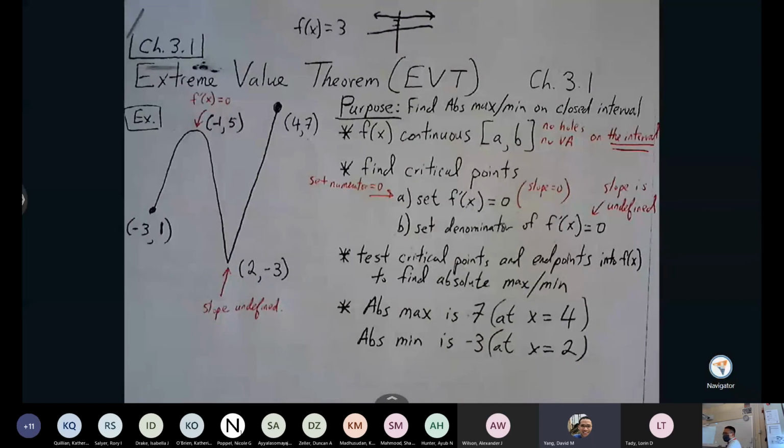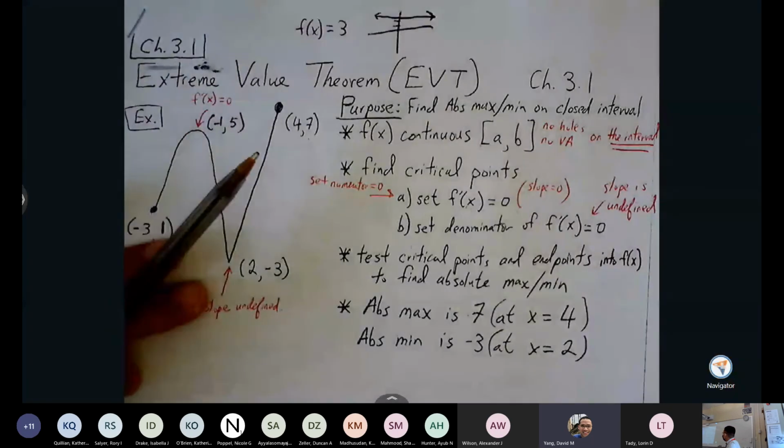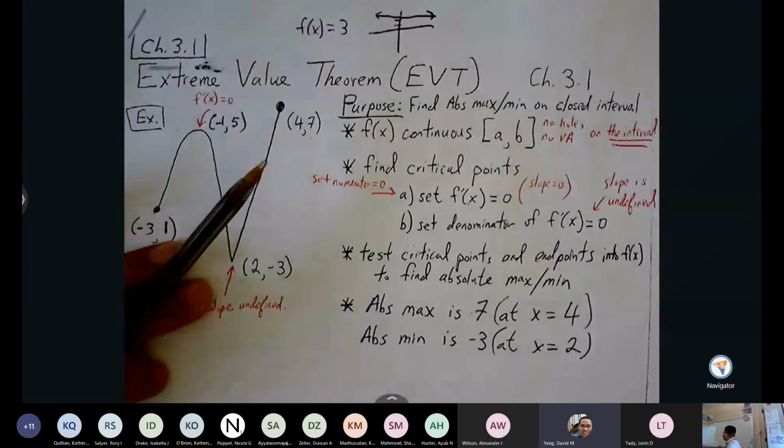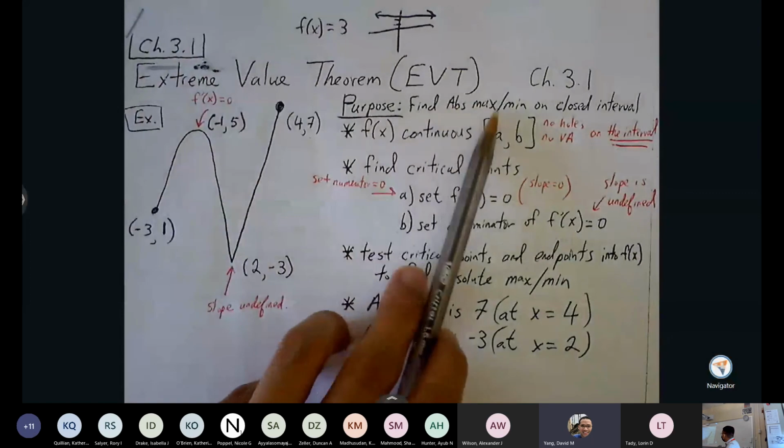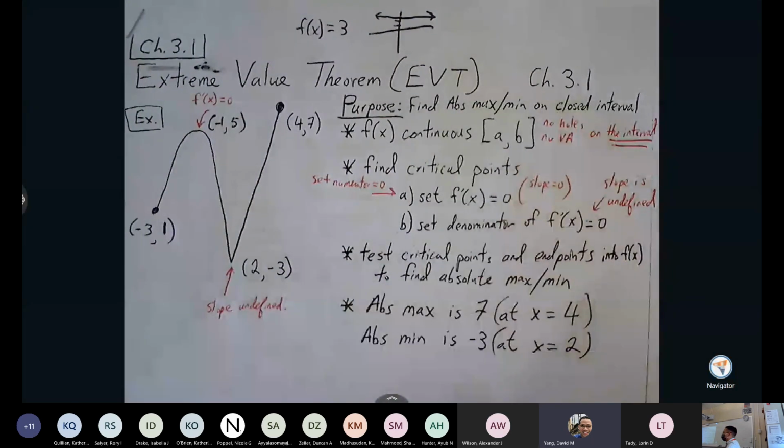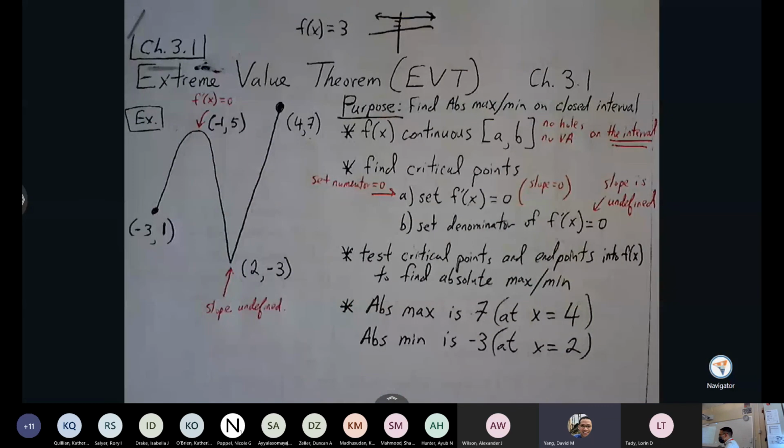Okay, so here is what the extreme value theorem is going to do for us. The purpose is we want to find the absolute max and absolute min, the highest and lowest point on the closed interval. Now, obviously, if you have the graph in front of you, then picking out highest and lowest points is not hard. But we're trying to do this being blind to the graph and just relying on the function and derivative.